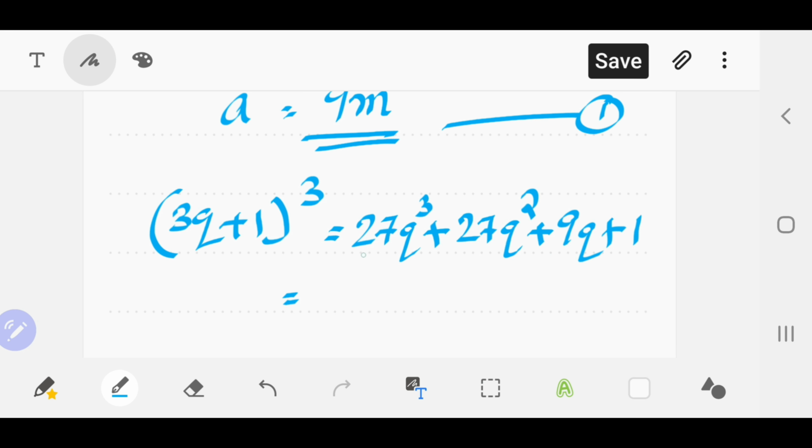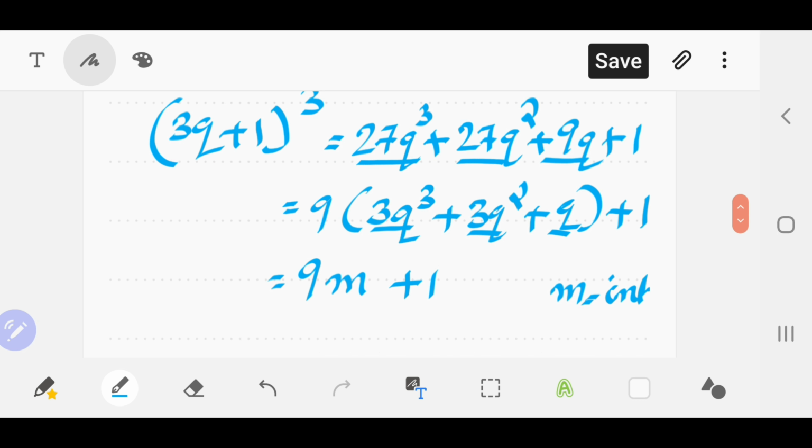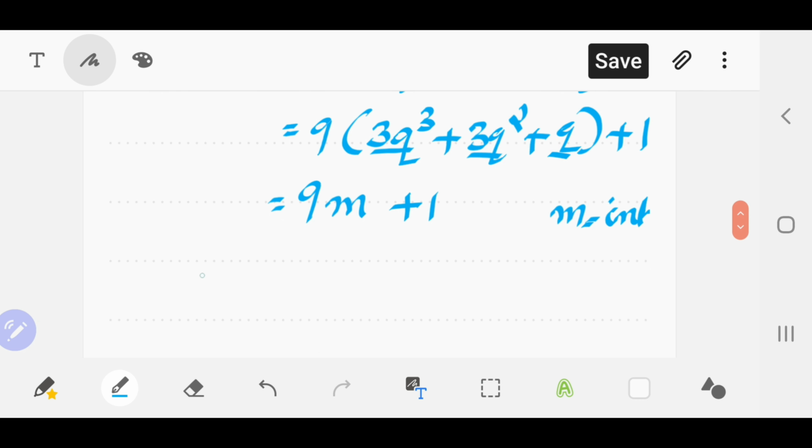Here you can use the a plus b the whole cube identity, then expand this, and you will get it like this. So just see the first three terms. What we have done is take out 9 from the first three terms because 9 is common. Now you can see that q is an integer, so this will be an integer, this will be an integer and this also an integer. An integer plus integer plus integer is another integer. So that integer we can write as m, plus 1, where m is any integer. So our second case is also proved. A cube can be written as 9m plus 1.